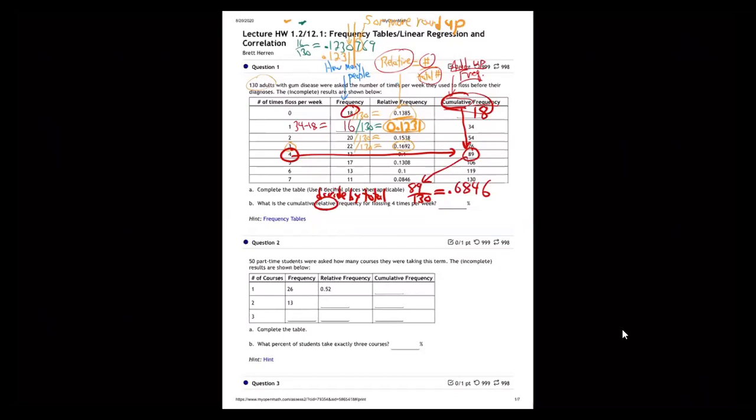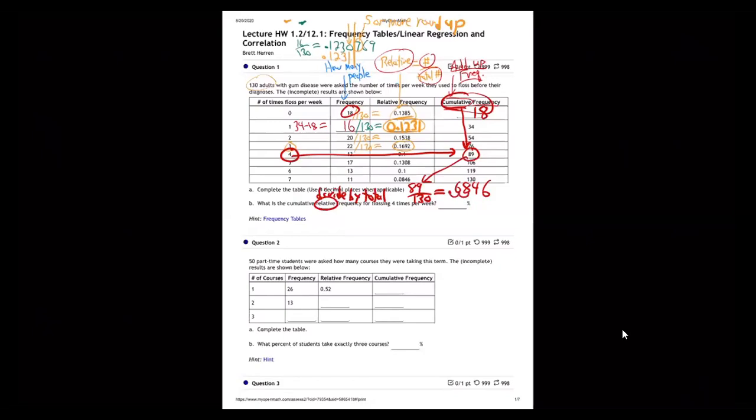0.6846. And now that's a decimal. Notice they want a percentage. You see that? How do I change this decimal answer to a percentage? Just move the decimal over 2 times.